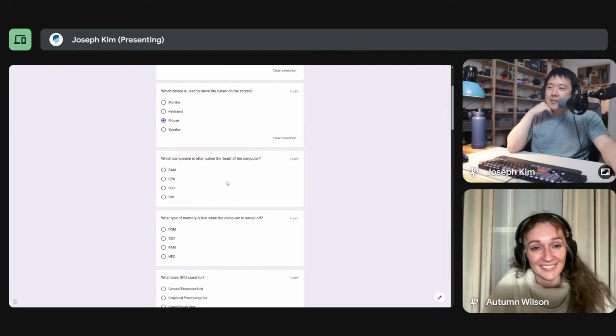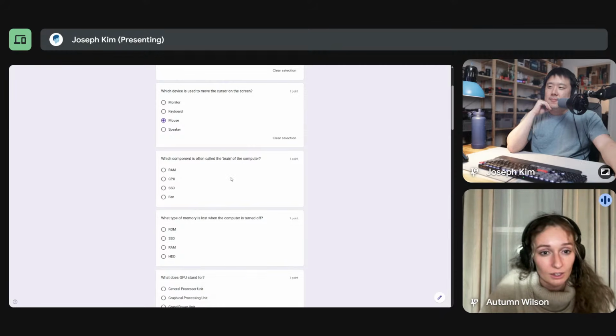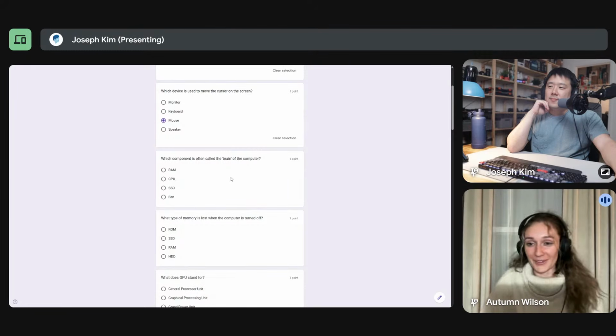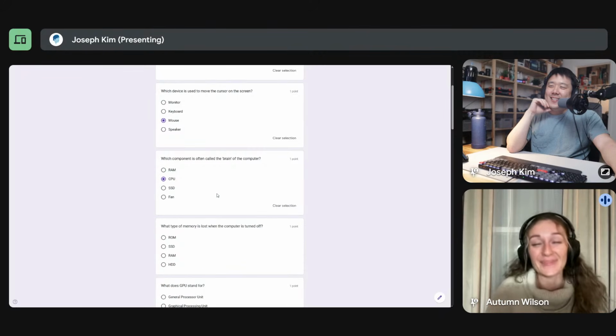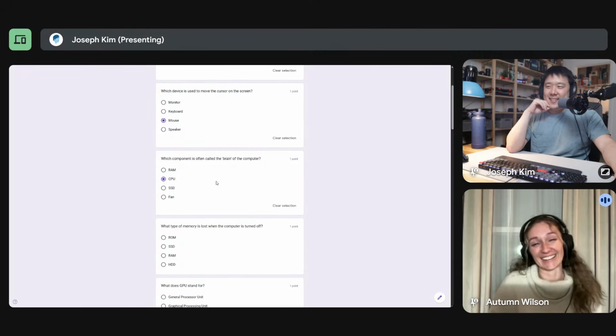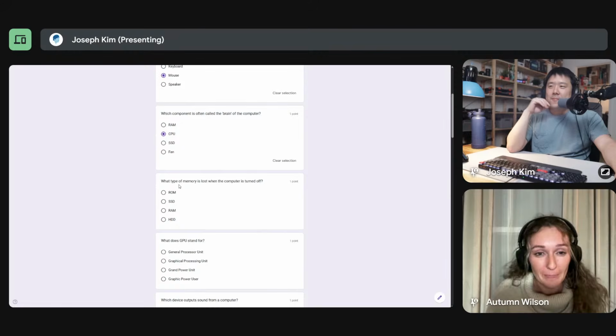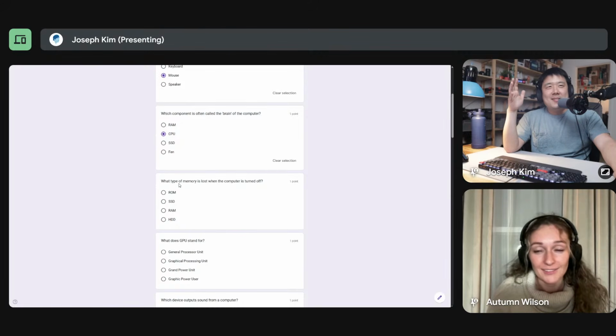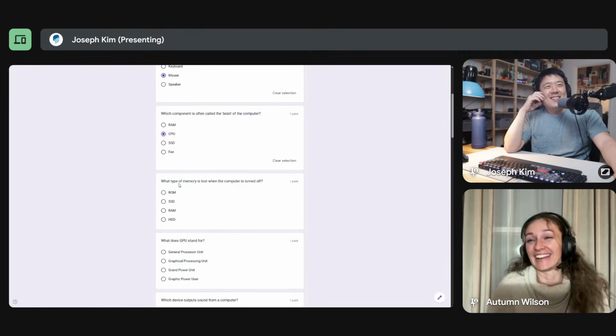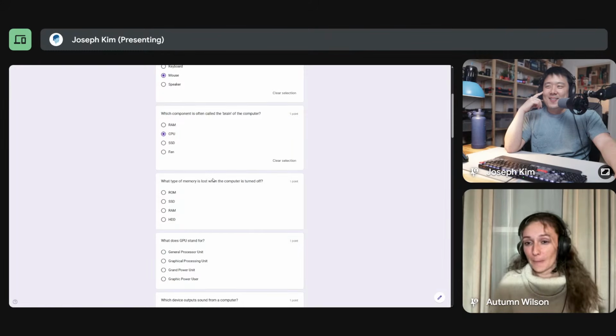Which component is often called the brain of the computer? RAM? Is it RAM? I might be getting most of these wrong, but it would be the CPU. Yes, the CPU. It's a processing unit, and yeah, it's a brain. But people may consider things slightly differently. RAM might be a brain.